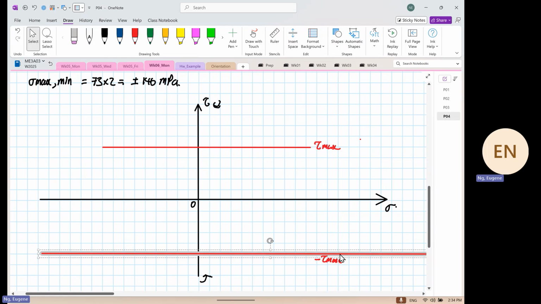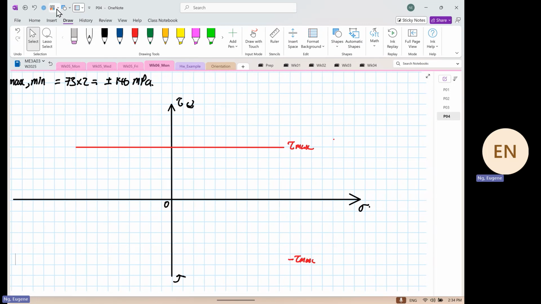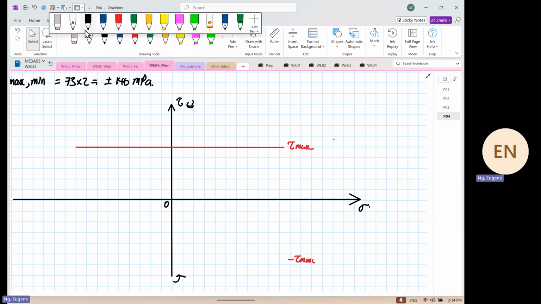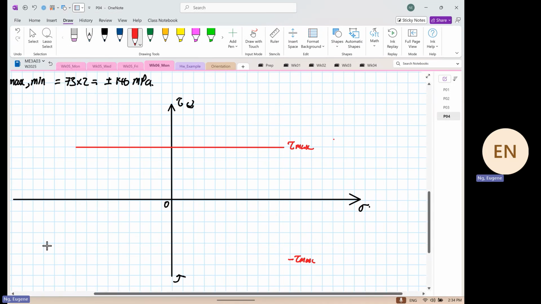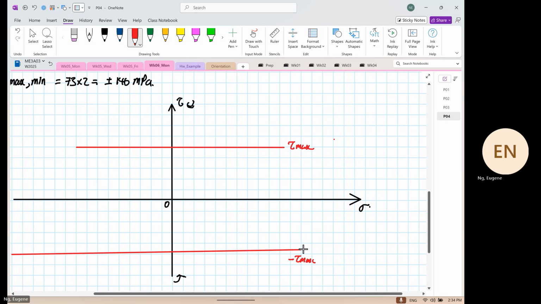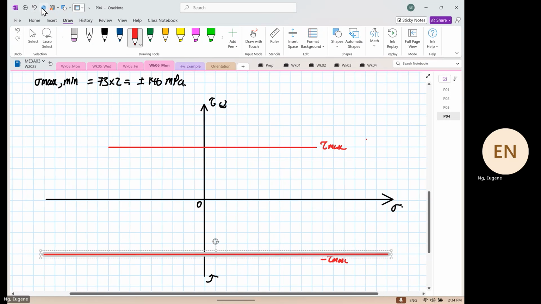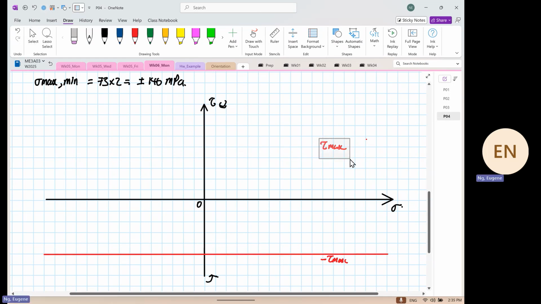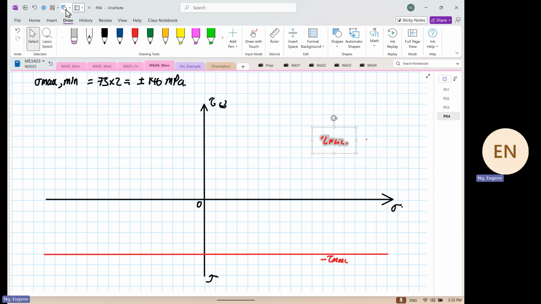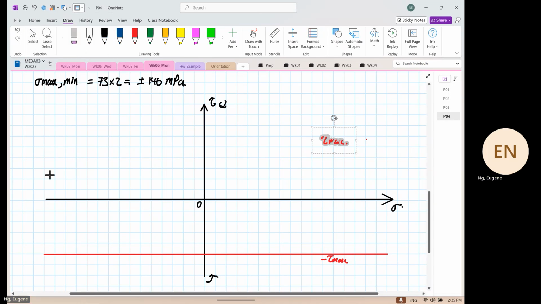I do apologize, I'm messing around down here. My bad. Let me draw the red line again. Then let me draw it again. So this is still our tau max line.